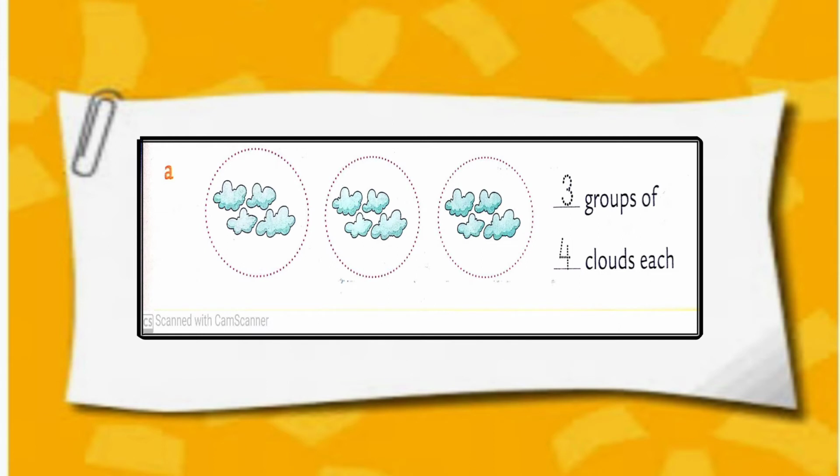Now write down 3 groups of 4 clouds each. 3 groups of 4 clouds each.